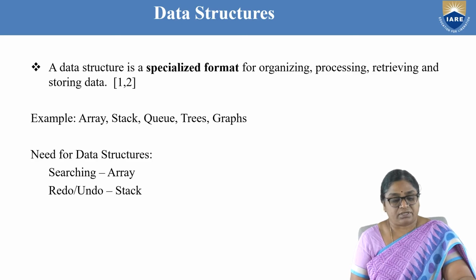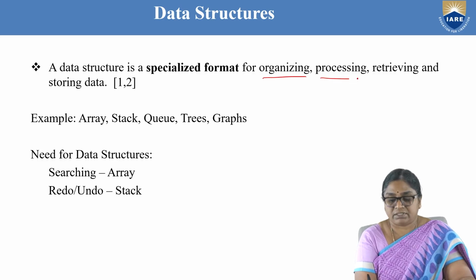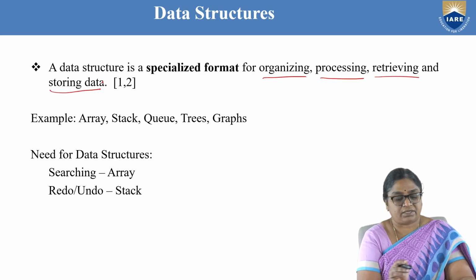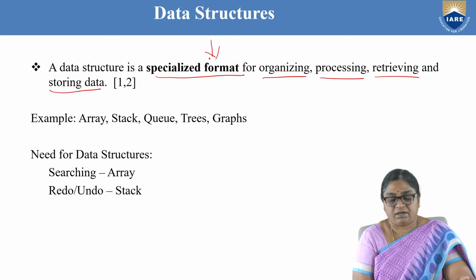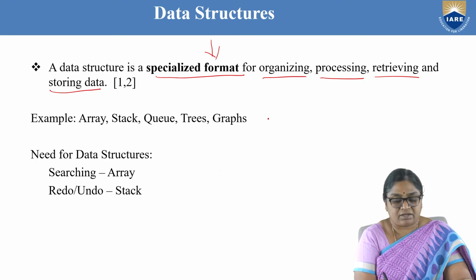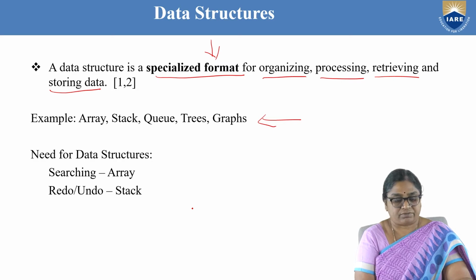Next, data structures. A data structure is a specified format for organizing, processing, retrieving, and storing data. So, a data structure is a specialized format. That means it tells us how to store your data, how to process it, what operations we can perform on that data, how we can retrieve it, and how to organize it. Examples: arrays, stack, queue, trees, and graphs.